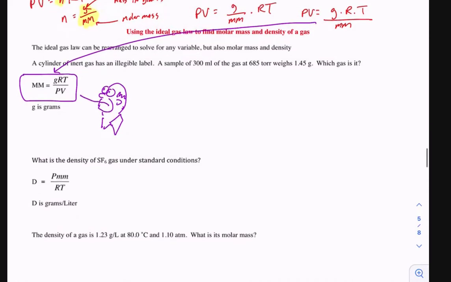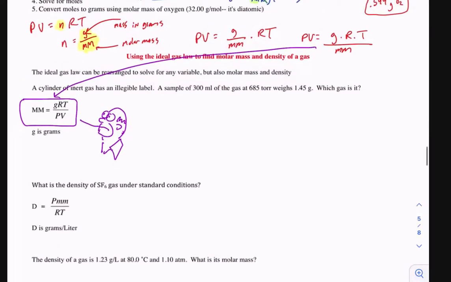Now that we have the equation rearranged, we can just go ahead and solve for the molar mass in this problem here. So what do they tell us? They tell us that we have a cylinder of a gas that has an illegible label. Hard to believe, but yes, it happens. There are bottles sometimes where the labels fall off. So we have to figure out what's inside them. So let's take what we know.